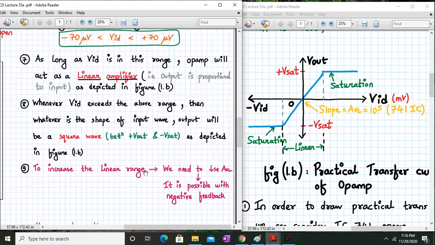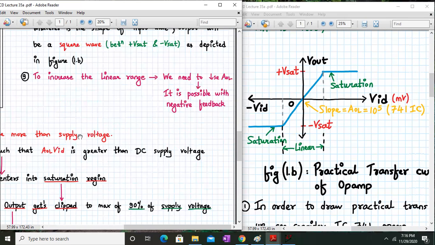Okay. So to increase the linear range, we need to decrease the value of open loop gain, and this is possible only with negative feedback. I repeat, to increase this linear range, we have to decrease the value of AOL, the open loop gain, and this is only possible with negative feedback.